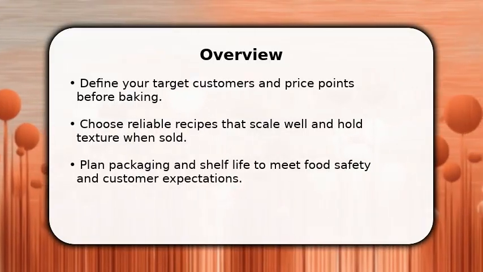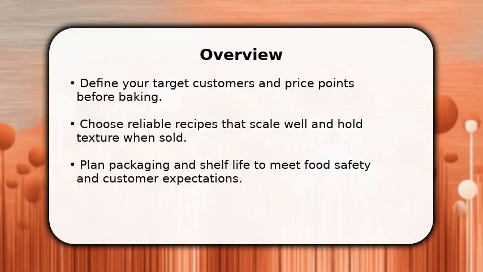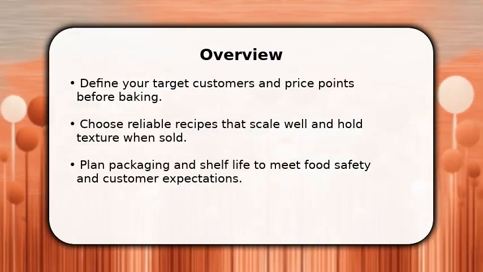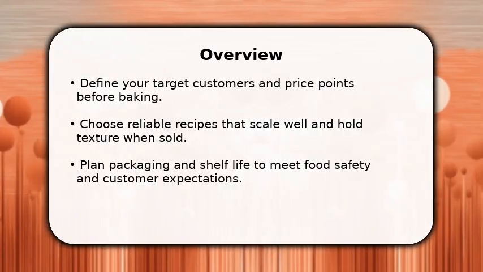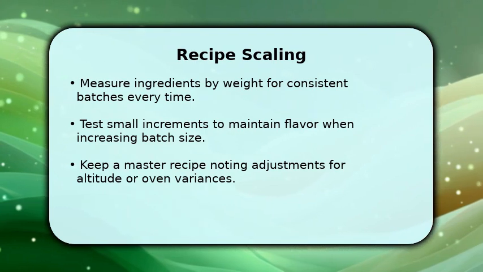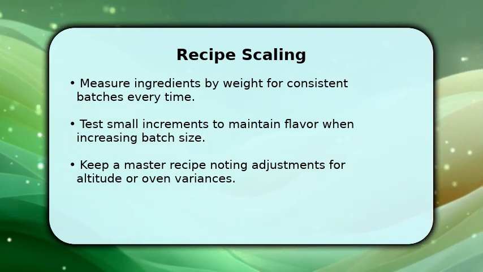Track costs per batch, so pricing covers ingredients, labor, and packaging. We'll cover portioning, baking times, and simple labeling tips to help your brownies sell well. We'll focus on scaling a single recipe so every batch tastes the same and sells reliably.